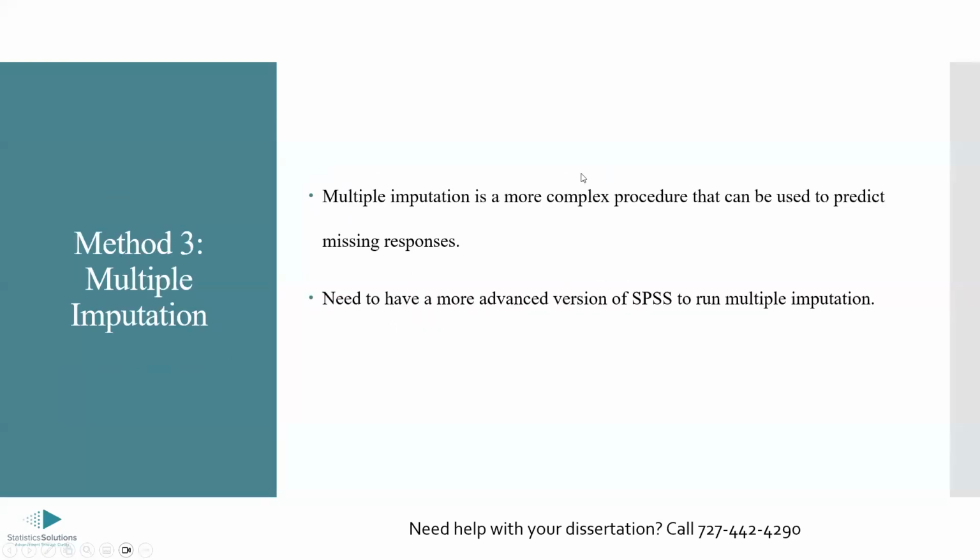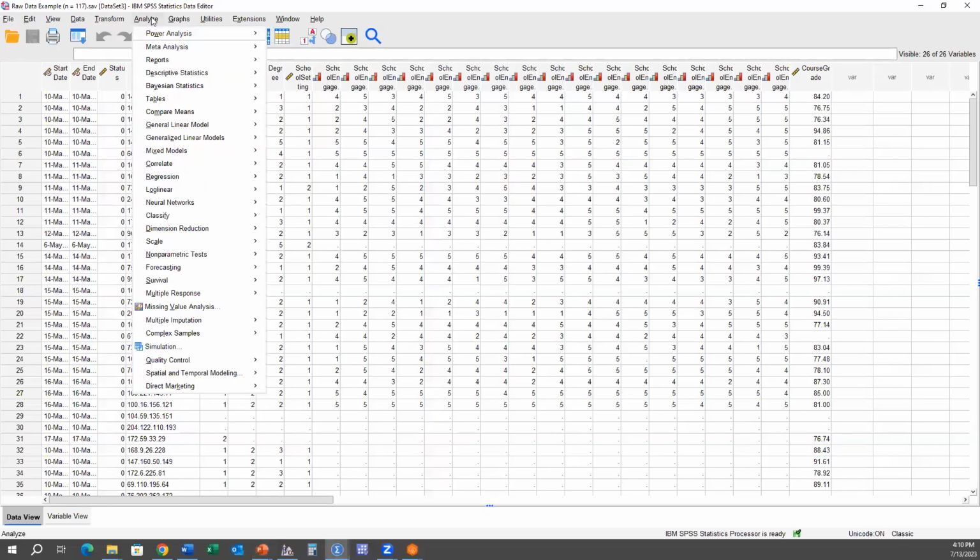Okay, and then the third method is multiple imputation. This is a more complex procedure in which you use regression models to predict the missing values. You need to have a more advanced version of SPSS to run this. You go to Analyze, and there's multiple imputation here. This is a very in-depth procedure. You can look at YouTube videos and read some articles about it.